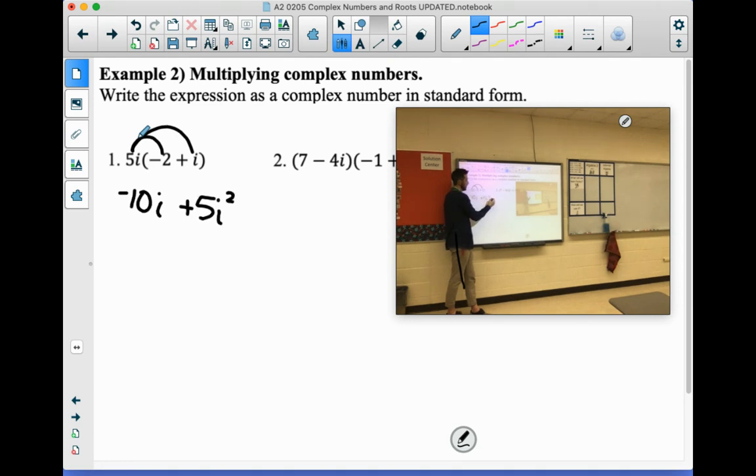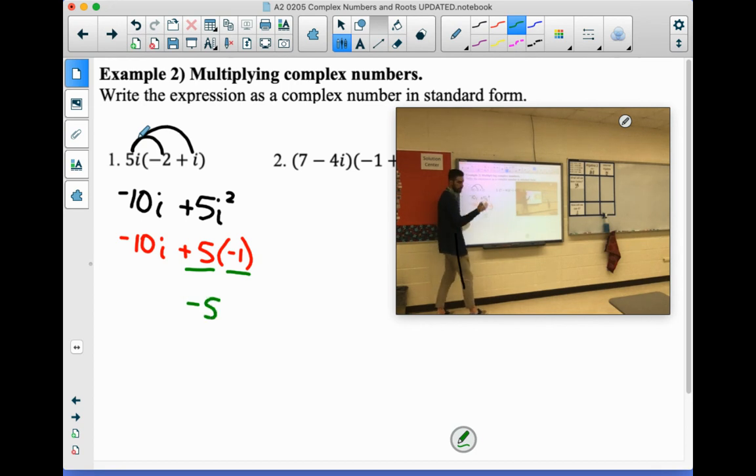Now here's where it gets a little bit wild. i squared is equal to negative 1. So if we write that like this, you can't leave i squared in your final answer. You have to sub in negative 1 when you have i squared, okay? So if we simplify that part, positive 5 times negative 1 becomes negative 5. No more i's there. Now this we can still bring down: negative 10i minus 5.